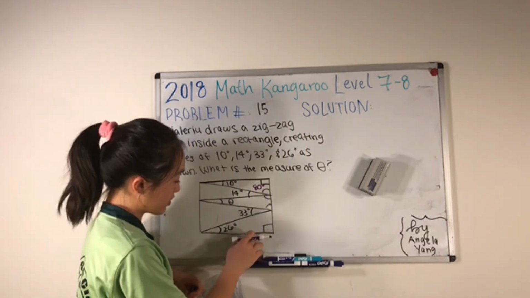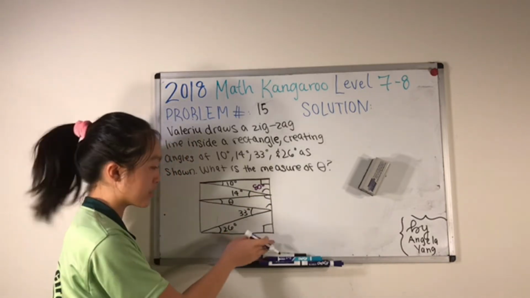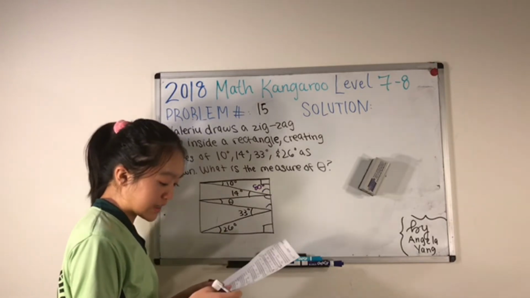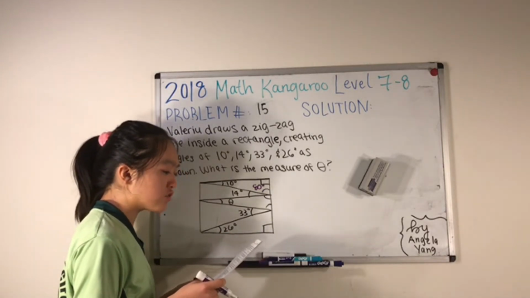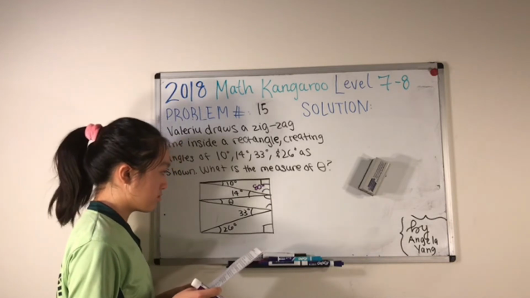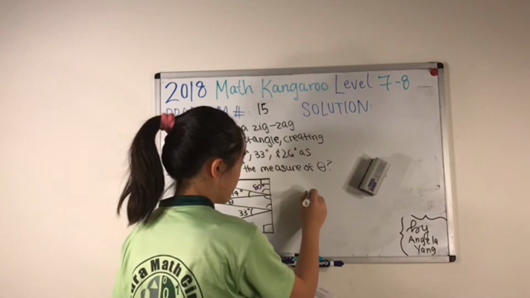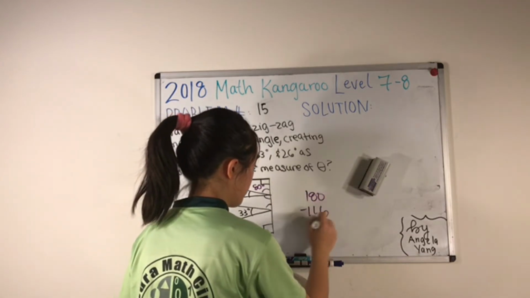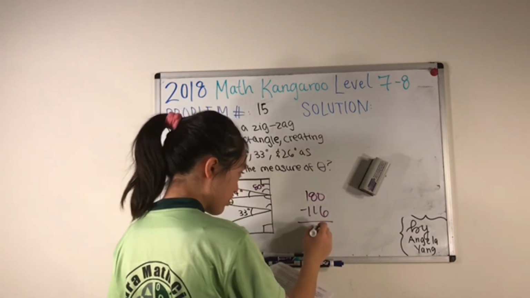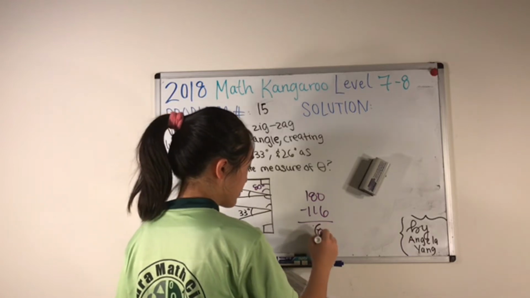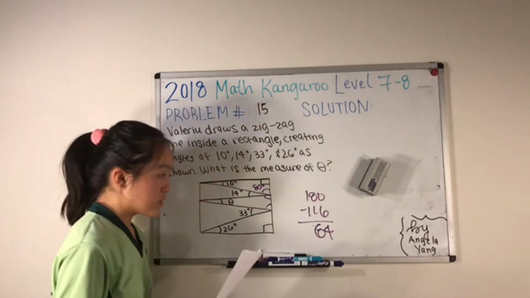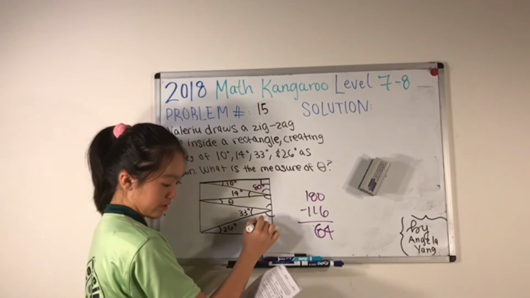Now we go over to this side. 26 degrees plus 90 degrees equals 116 degrees. And 180 minus 116 degrees would be, I believe, 64. So now we know that this is 64 degrees.